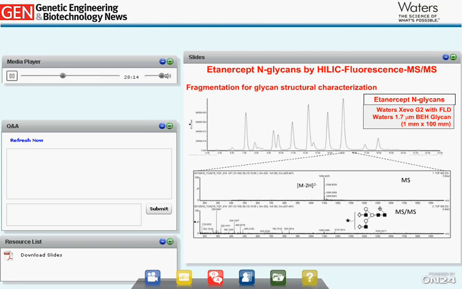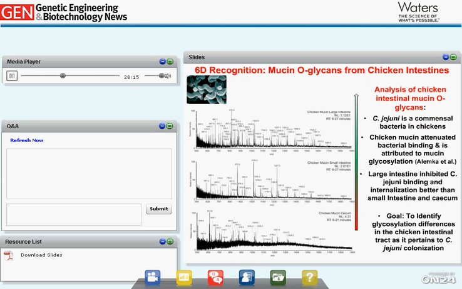And just to show you how complex O-glycosylation can be, here is what I would call 6 dimensions of glycan analysis. This is the chicken mucins from the large intestine, and each of these glycans released from the mucins was analyzed independently using mass spec to the nth.